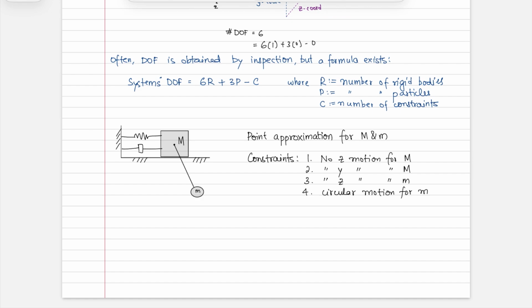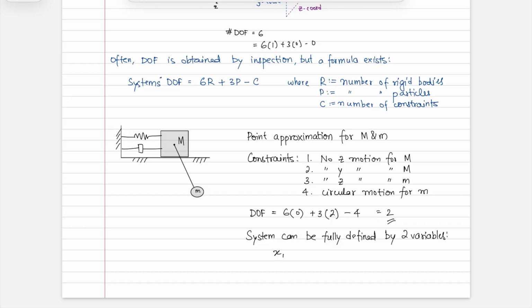Okay, let's now apply the relation. So degree of freedom is equal to 6 times r, which according to a point approximation is 0, plus 3 times the number of point approximations or particles, which is 2, minus the number of constraints, which is 4. So you have 6 minus 4, that is 2. So the system can be fully defined by 2 variables.